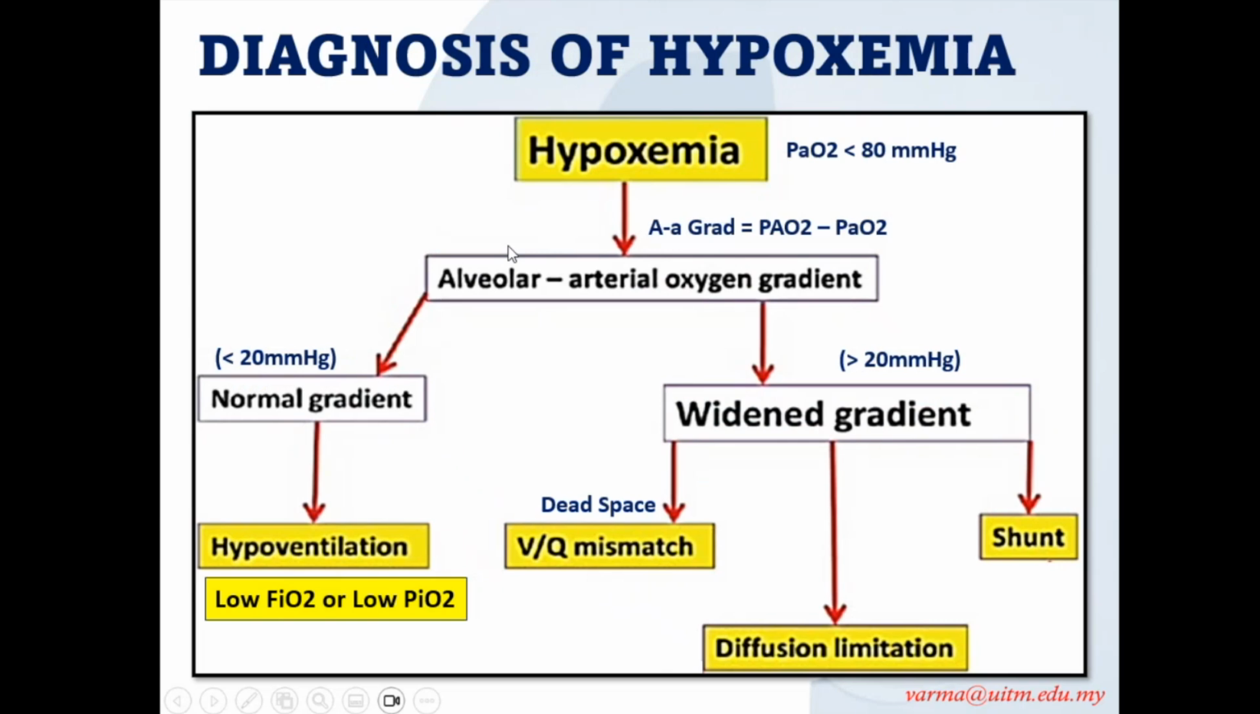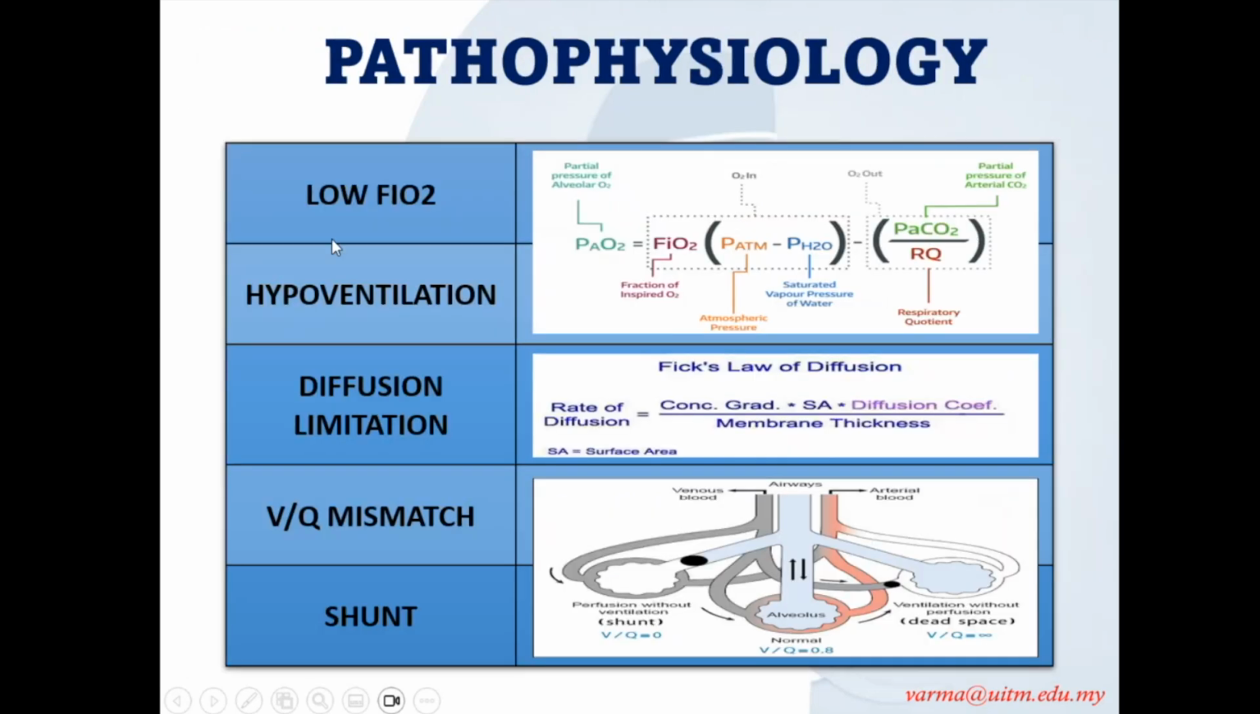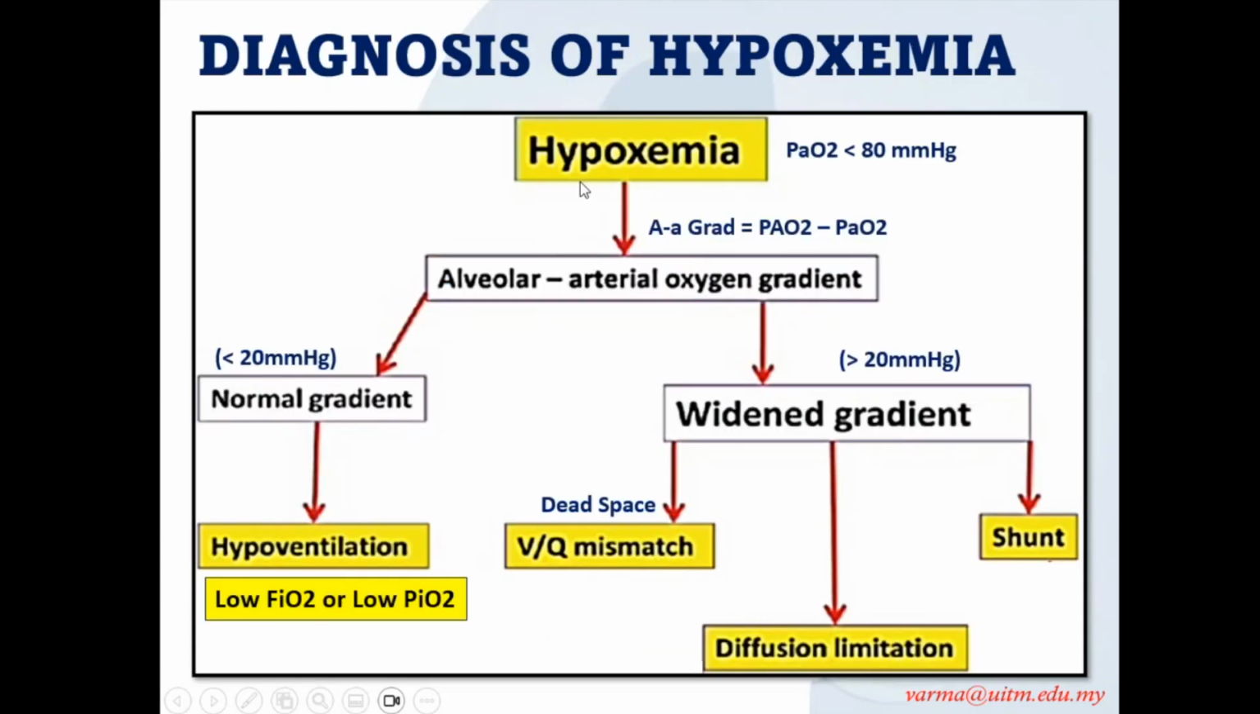So how do we diagnose hypoxemia? First, hypoxemia is classified when you take an ABG of a healthy person breathing room air and the PaO2 is less than 80 millimeter mercury. So how do we want to know what is the cause of hypoxemia? We have these 5 causes of hypoxemia. Which one is the reason for this hypoxemia?